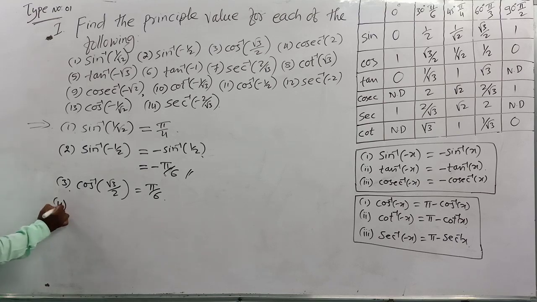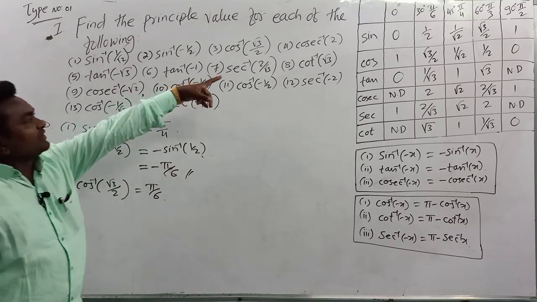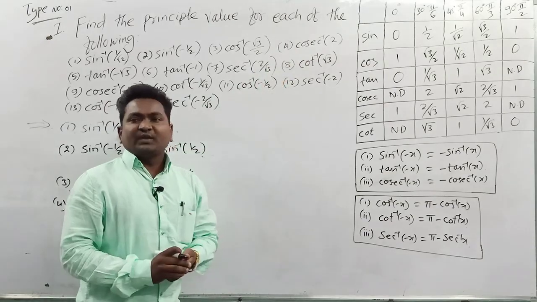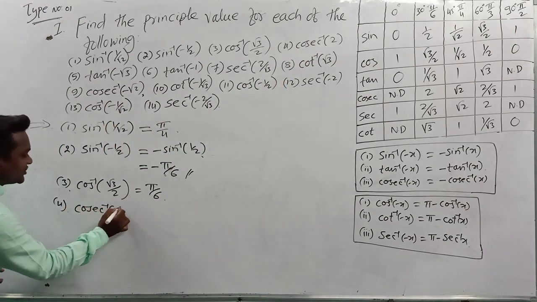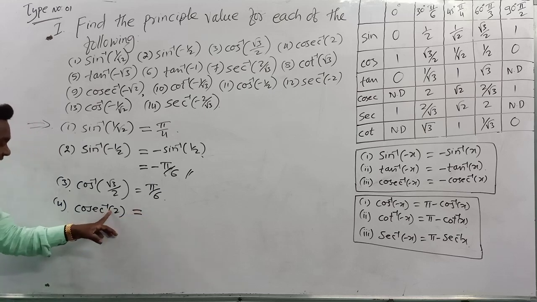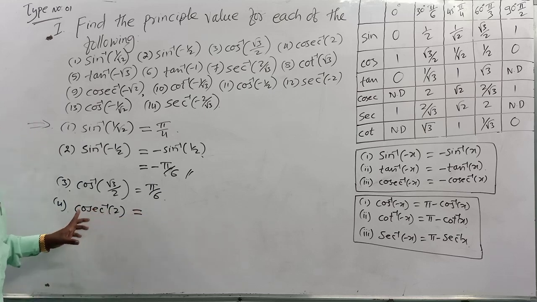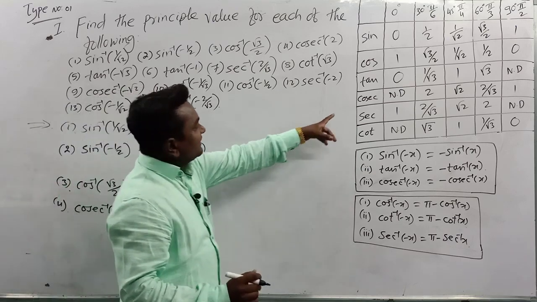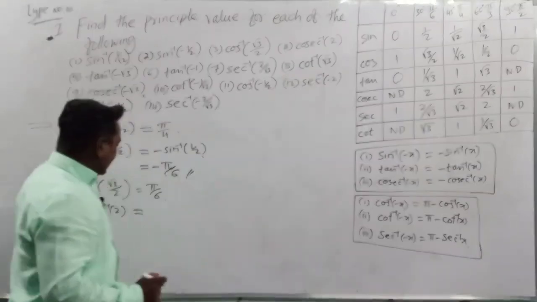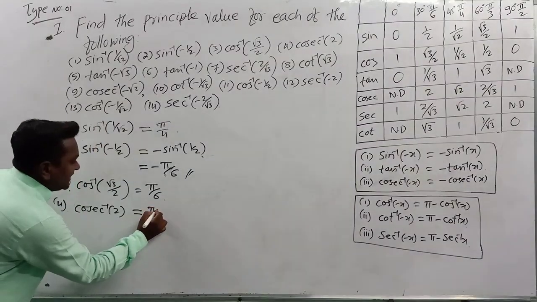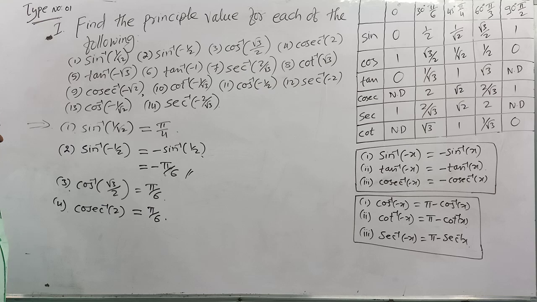Now continue. The fourth one is cosec inverse 2. There is no negative sign here, so cosec inverse 2 is equal to, see, cosec of how many degrees is 2? 30 degree. 30 degree means pi by 6. Its value is also pi by 6.